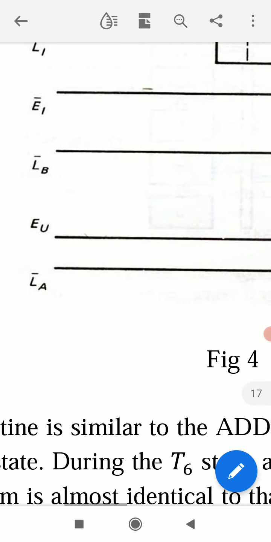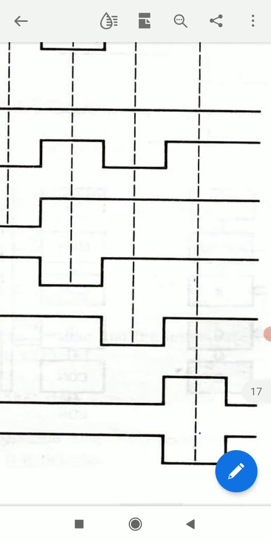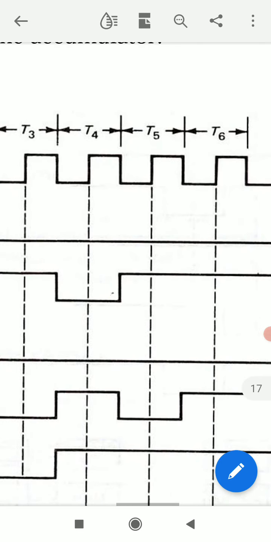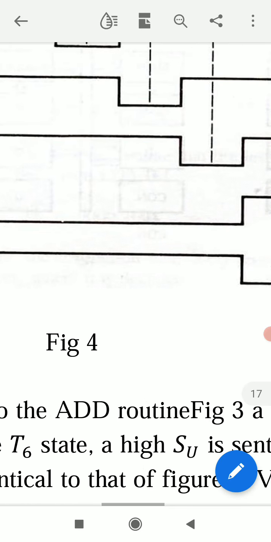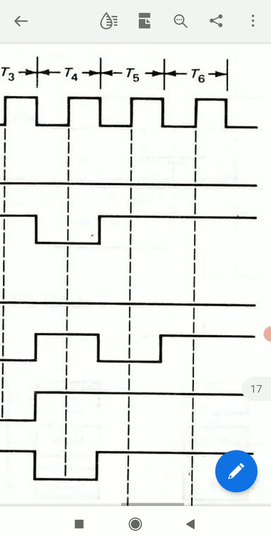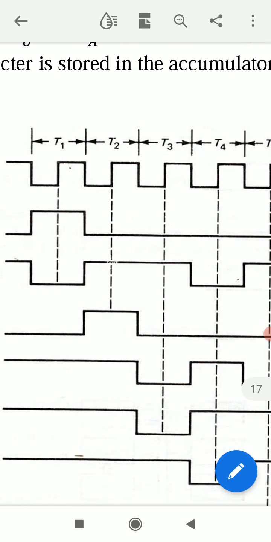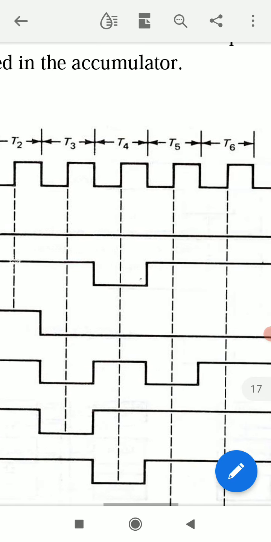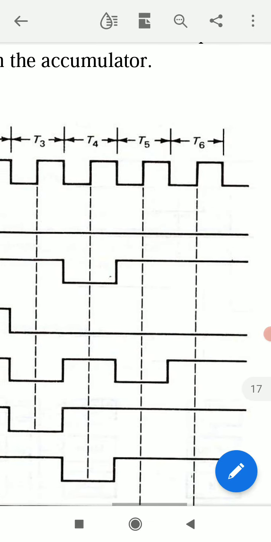So this is EU and it is 1. Active means EU is 1 during this T6 state, and LA bar is active. It means LA bar is 0 during this T6 state. So this is the timing diagram for T1, T2, T3 states which form the fetch cycle, and T4, T5, T6 which form the execution cycle for add routine.